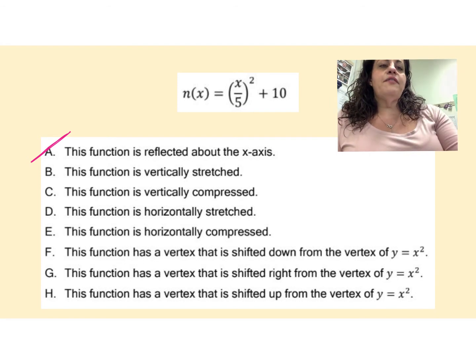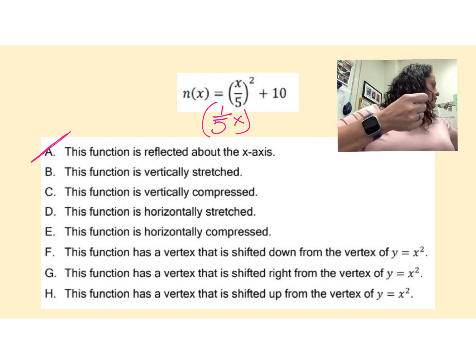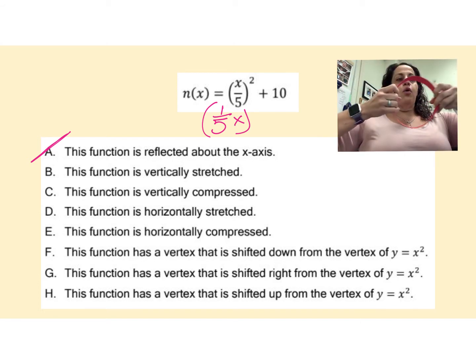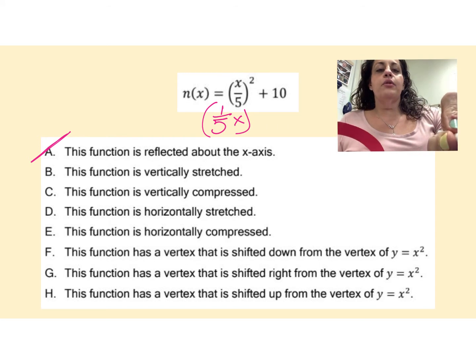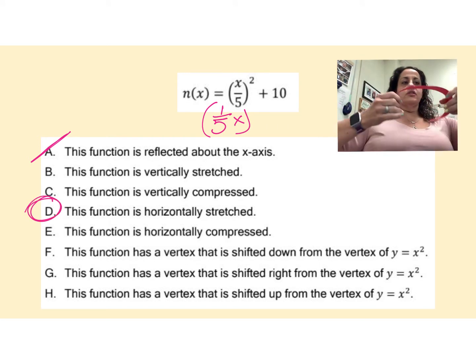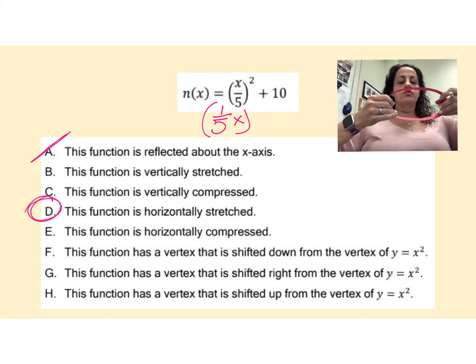It's being divided by 5. Remember, dividing by the 5 is the same as multiplying times 1/5. Because we have a horizontal situation, because it's inside the parentheses, and 1/5 is less than 1, that means it's going to be getting wider. So I'm actually stretching that parabola horizontally. So here's a horizontal stretch.